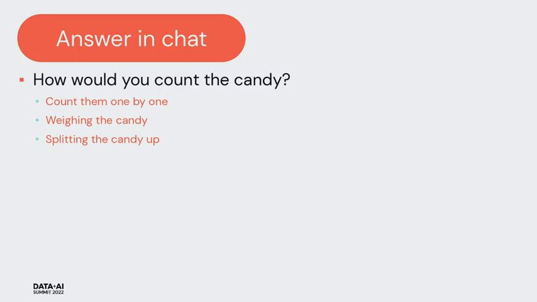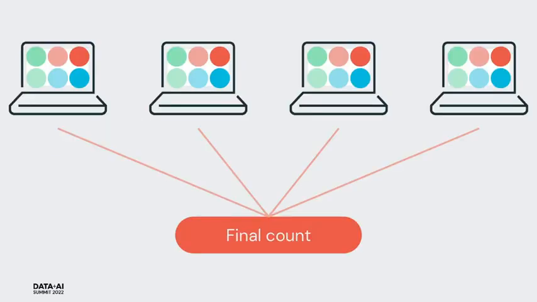Let's look at this from a different viewpoint. Let's bring in our colleagues. What if we split up the entire tub of candy between our colleagues? We can distribute the candies among them so that instead of us having to do the whole count on our own, our colleagues are all counting the candies at the same time, helping us get through the tub of candy much faster. This is the idea behind distributed computing.